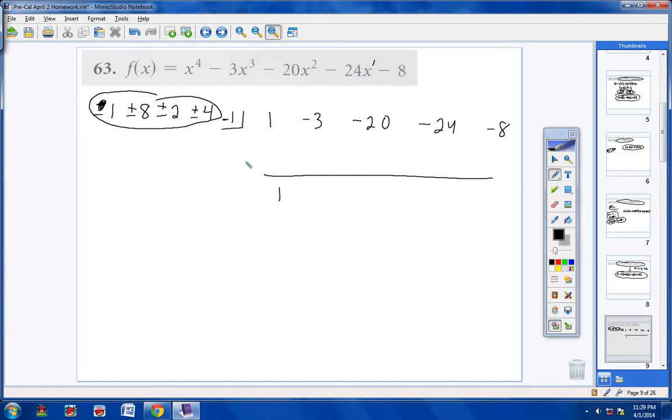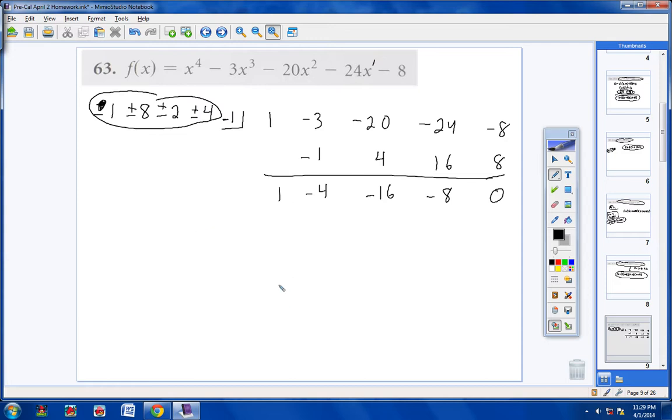Bring down your 1. Negative 1 times 1 is negative 1, combine with negative 4. Negative 1 times negative 4 is 4, combine and you get a negative 16. Negative 1 times 16 would be a positive 16. Combine and you get a negative 8. Negative 1 times negative 8 is a positive 8, and you do get a 0. So it looks like for number 63, one of your zeros will be a negative 1.